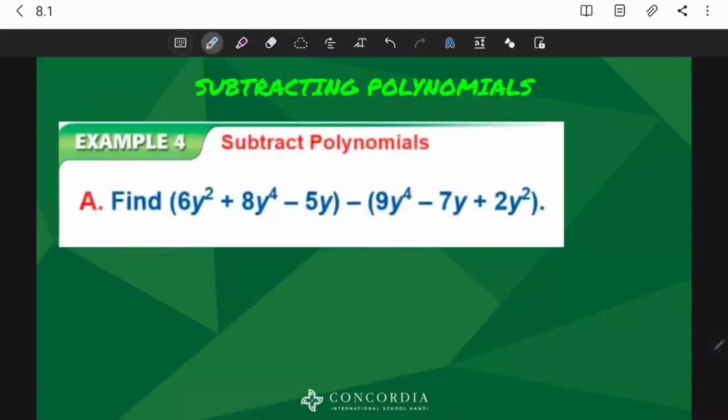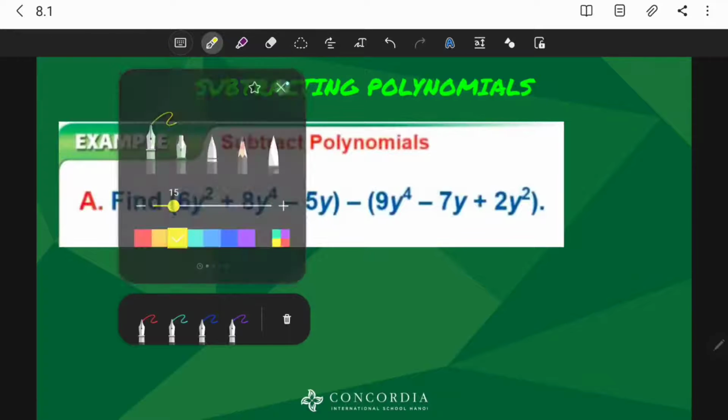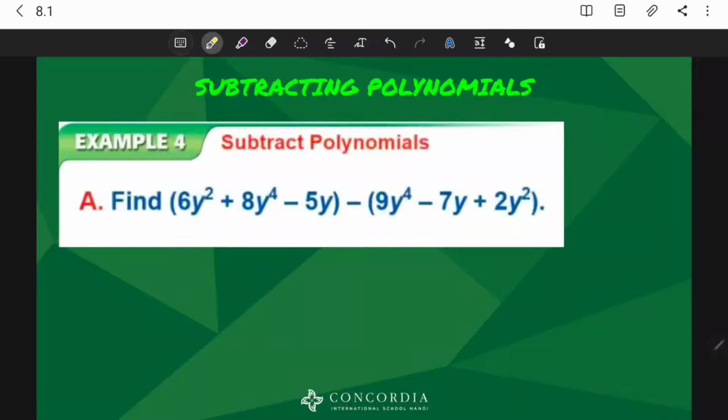Okay, and our last example is going to be subtracting polynomials. Again, before we do this, we need to group our like terms. So I'm going to go ahead and rewrite it once more underneath. I'll use yellow as my beginning, and then I'll go from there. So I'm going to rewrite it as 6y to the power of 2 plus 8y to the power of 4 minus 5y. And here's where it gets interesting.